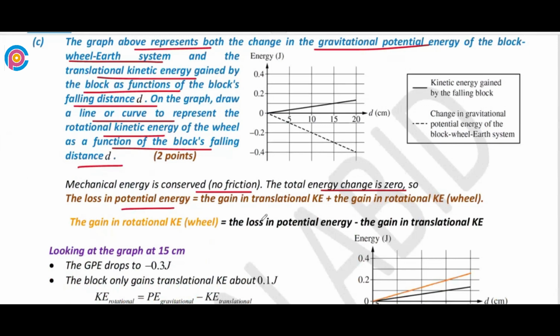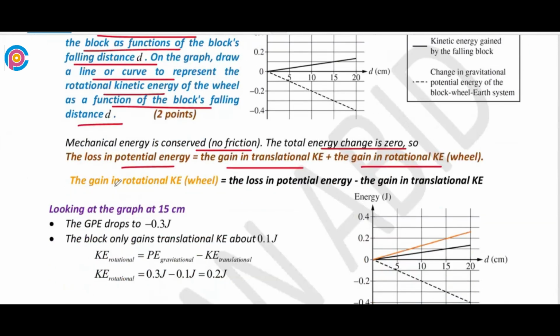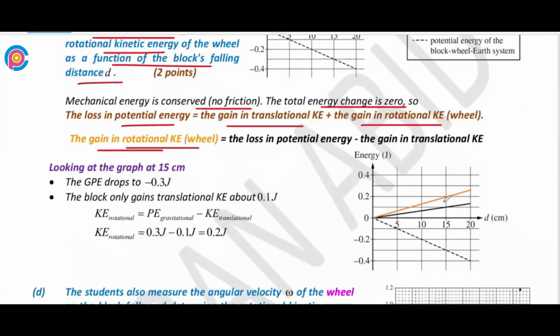So the loss in potential energy should be equal to the gain in translational energy plus the gain in rotational energy of the wheel. So the gain in the rotational energy of the wheel can be calculated by moving the translational kinetic energy to the other side with a negative sign. So the difference between the potential energy and the translational energy is equal to the rotational kinetic energy of the wheel.